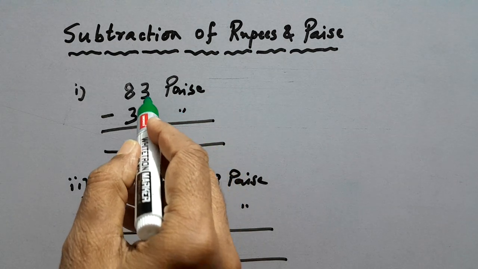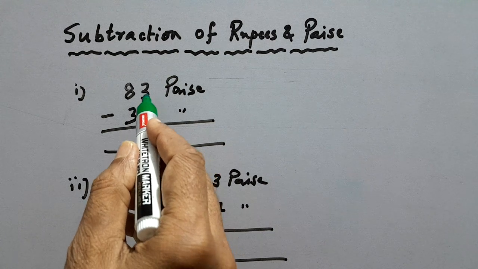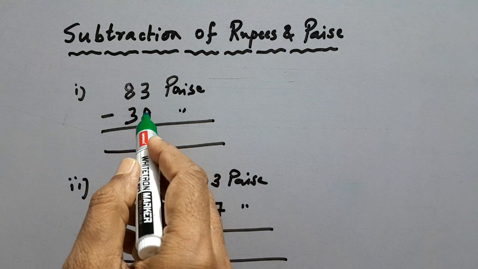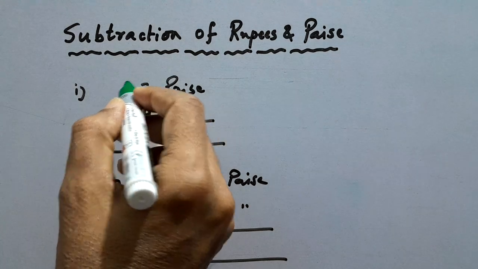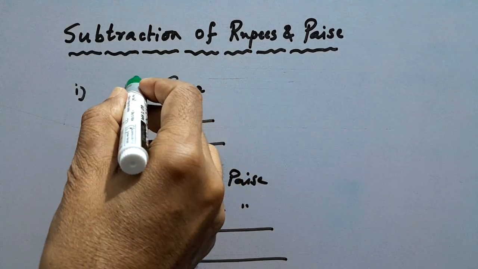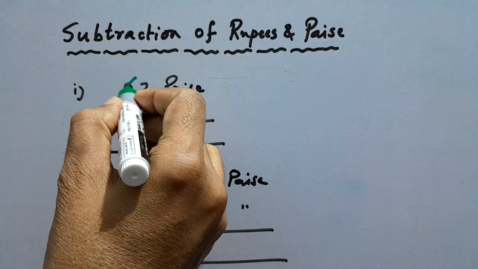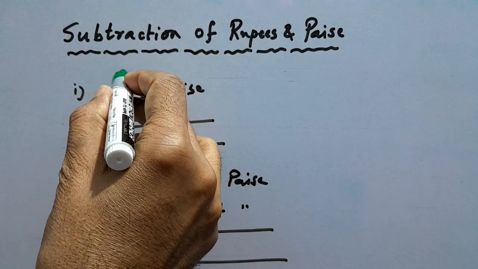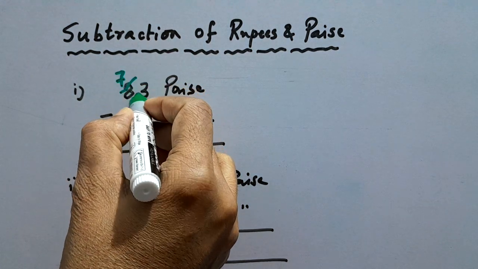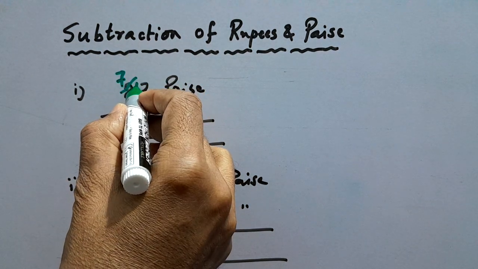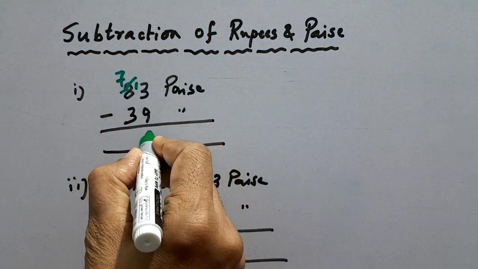Here we have to deduct 9 from 3. Is it possible? No, because 3 is less than 9. So what we'll do, we'll borrow 1 from the next place, that means 10th place. So if we take out 1 from 8, 8 will become 7, and 10 if we add with 3, this will become 13. So 13 minus 9 is 4.